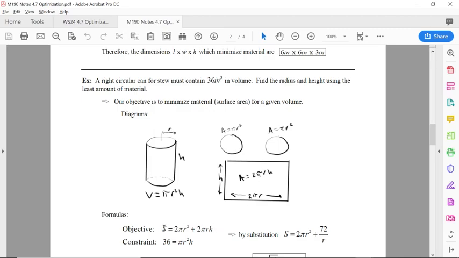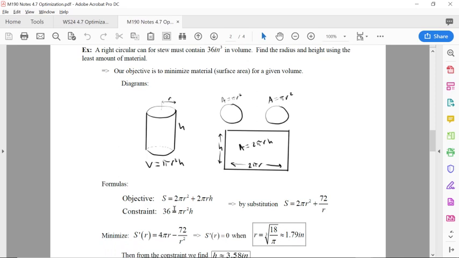It is a multivariable function. The inputs are r and h. To reduce it to a single variable function, we use the constraint. 36 equals pi r squared h. Let's solve it for h.